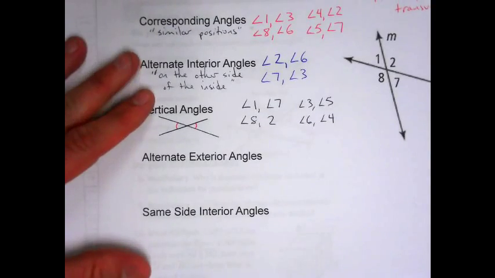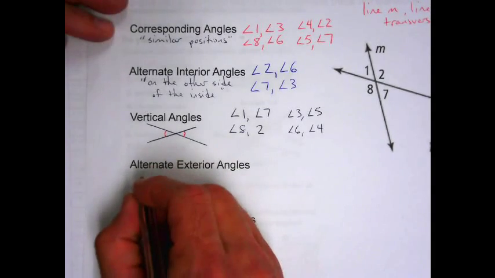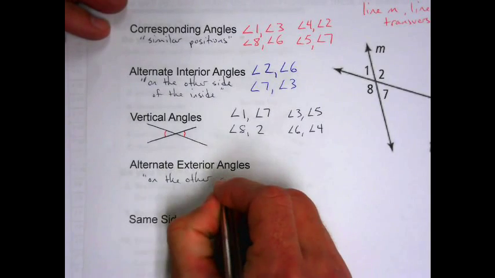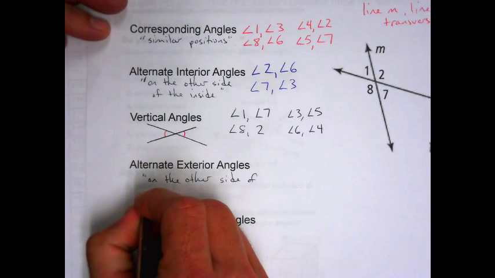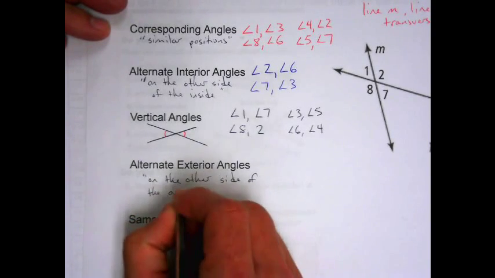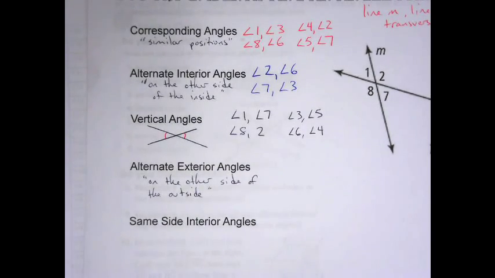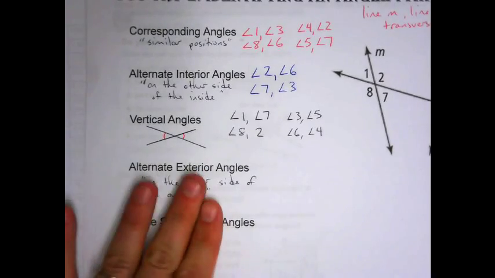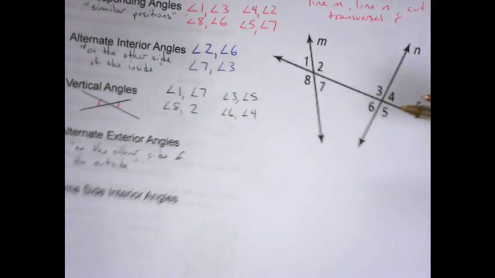Okay, and now we have this other vocabulary. Alternate exterior angles now. Okay, so alternate on the other side, right? Exterior on the other side of the outside now, right? This is Kat's vocabulary. This is how I remember it. Okay, on the other side of the outside. That's how I remember alternate exterior angles. So exterior means outside, right? Exterior is outside. And so we look at our diagram.